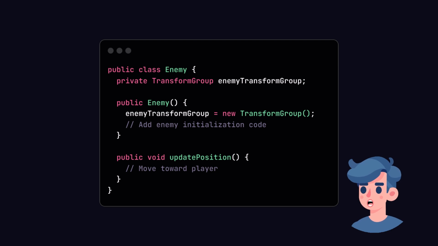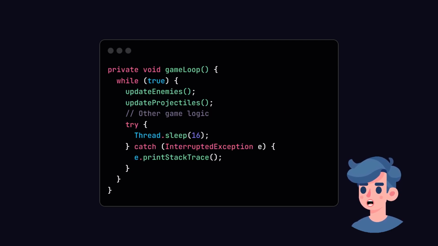Now, we would like to add enemies to our space environment. We can create an enemy class that will generate enemy ships at random positions and move toward the player's ship automatically. In the main game loop, we'll continuously update the positions of enemies to simulate the attack.